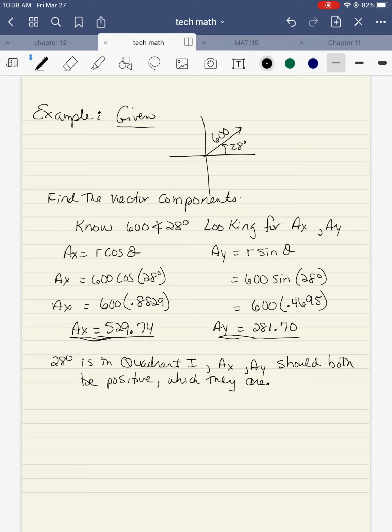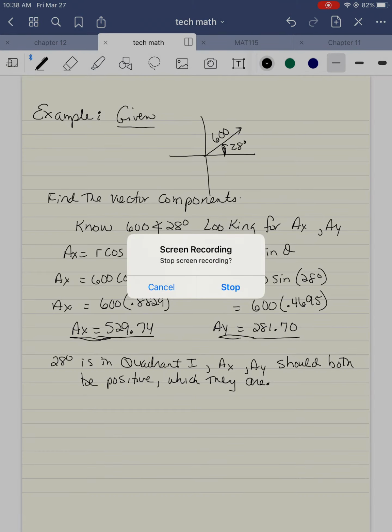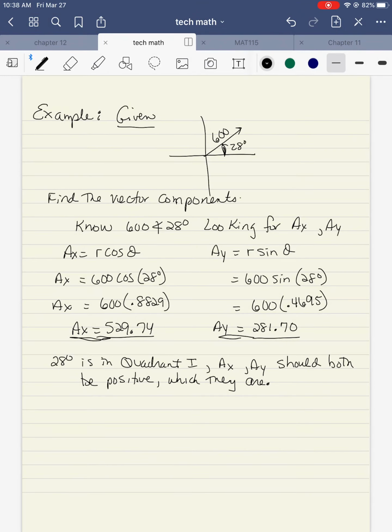28 degrees, right here. 28 degrees is in quadrant 1, so AX and AY should both be positive, which they are. Again, components AX and AY, positive going this way, positive going that way.